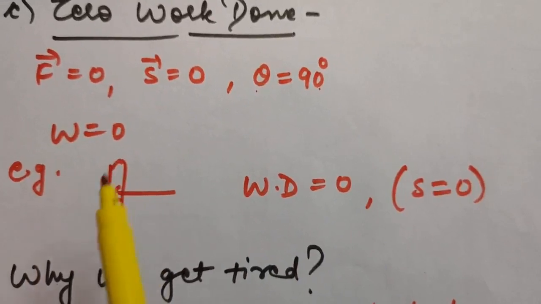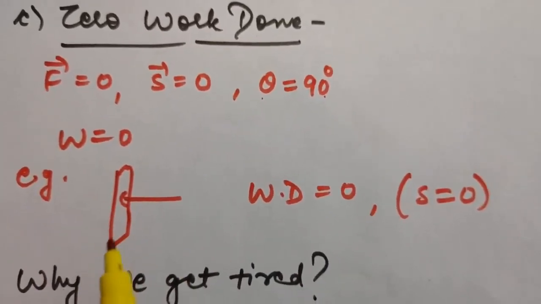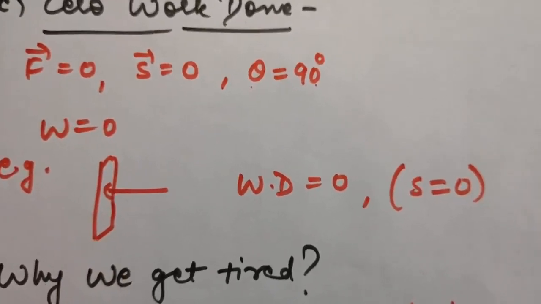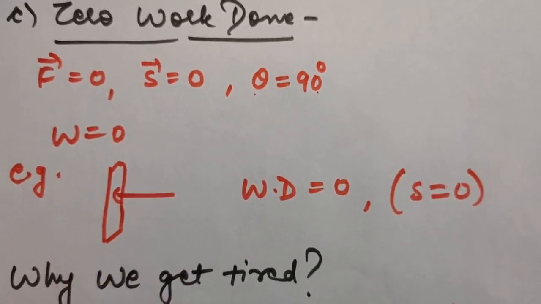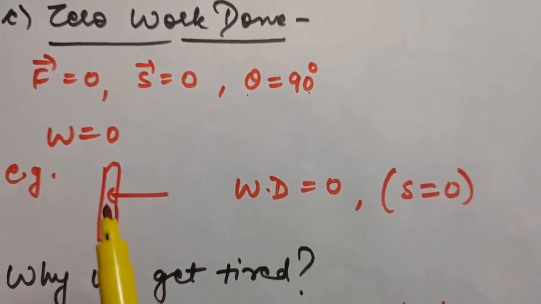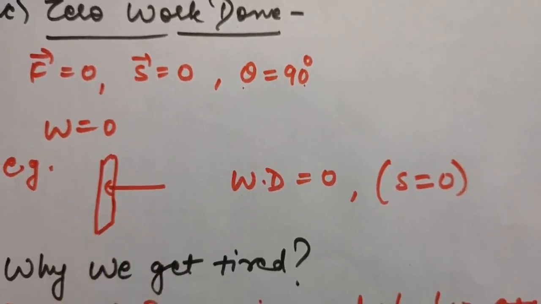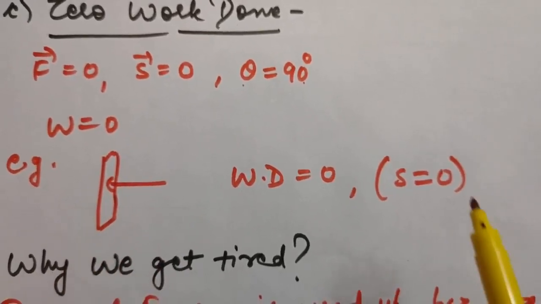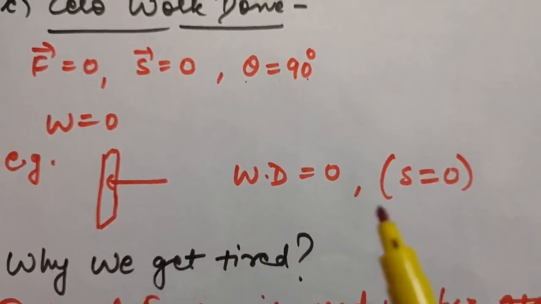For example, suppose this is a wall and you are pushing against a wall. Now can you tell which component is 0 in this case? See, obviously you are applying some force, that means force is not 0. You are applying force in this direction, but there is no displacement because wall does not move. That means because displacement is zero, therefore work done is zero in this case.